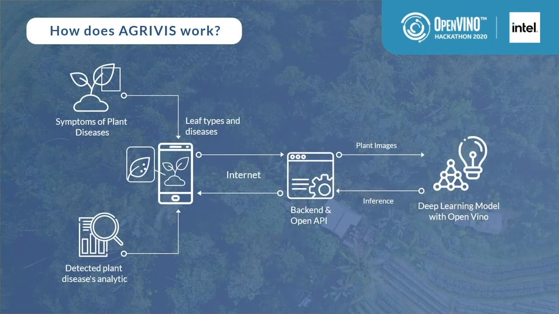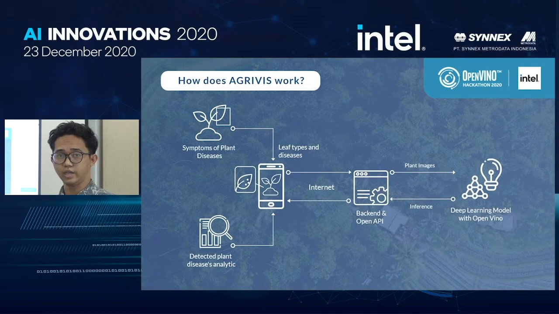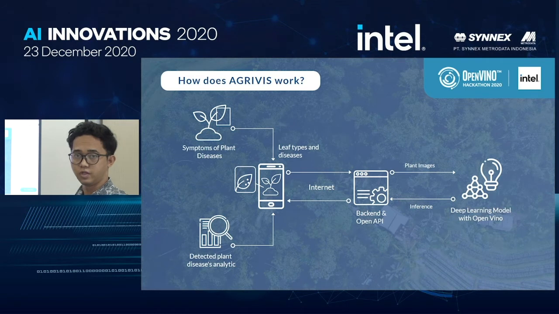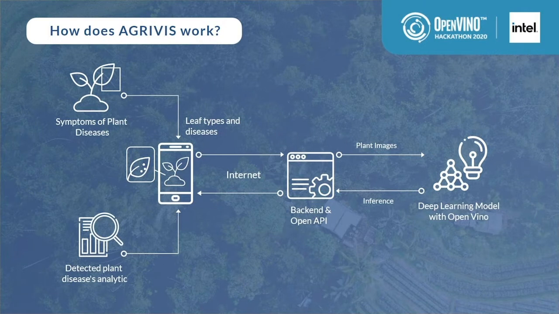So how does Agrivis work? Just simple. With our application, Agrivis, the farmer just captures a picture of the plant disease with their smartphone. After they capture it, the data will be sent to our system with a deep learning model using OpenVINO. Then after our deep learning processes it, the system sends the data back to the application, and the plant disease analytics will be detected.